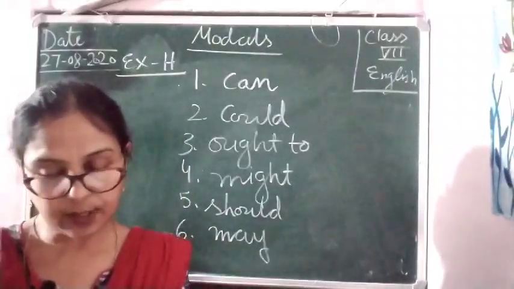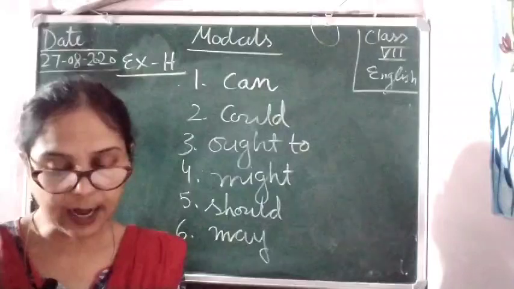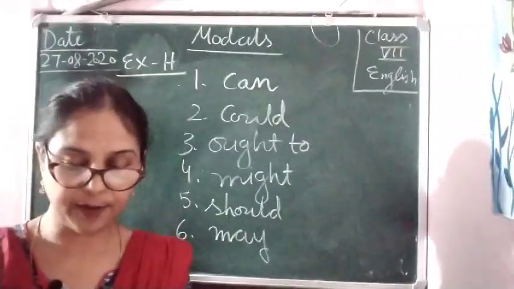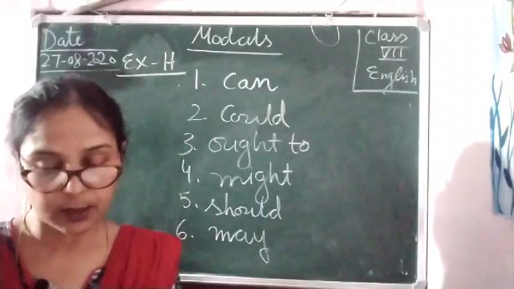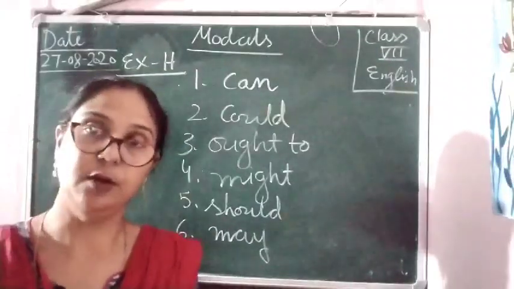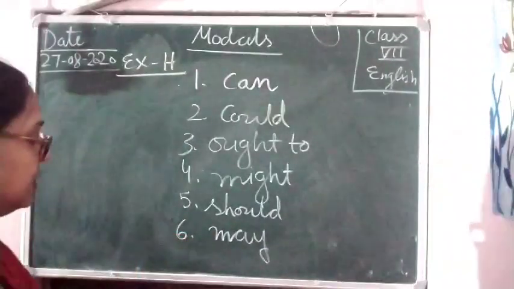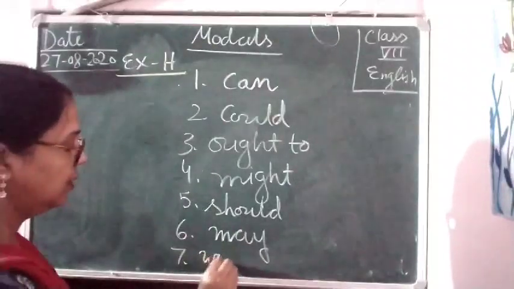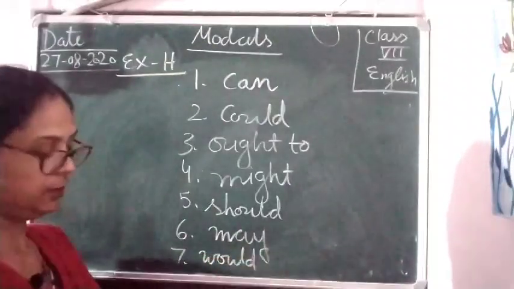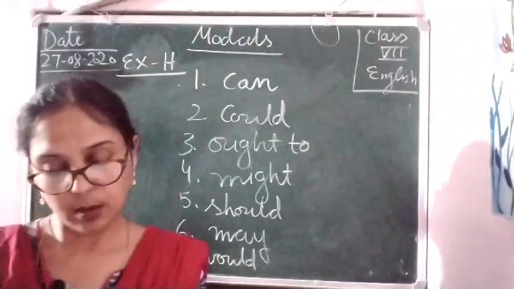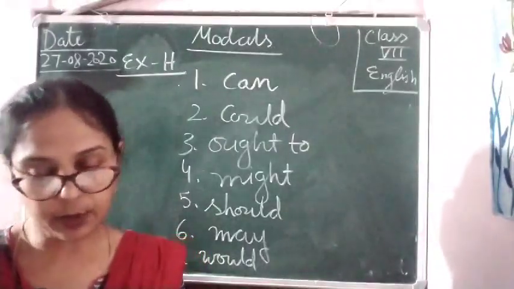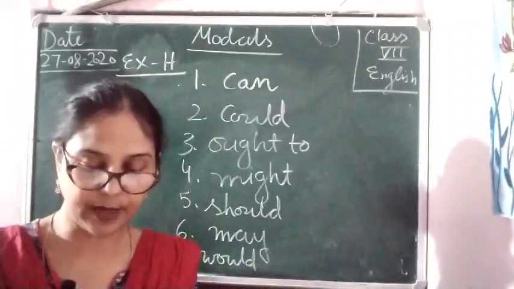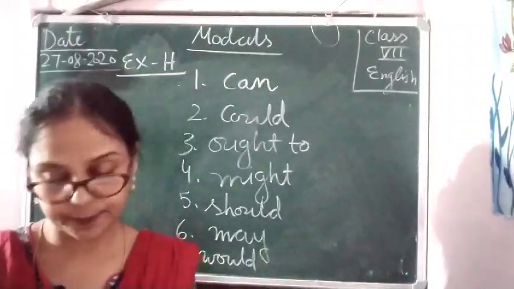Now, 7th: my father said that I dash use his bike whenever I wanted. Would and could we are supposed to write. So here we are using would. My father said I would use his bike whenever I wanted.